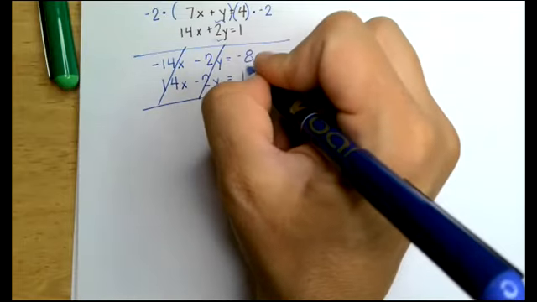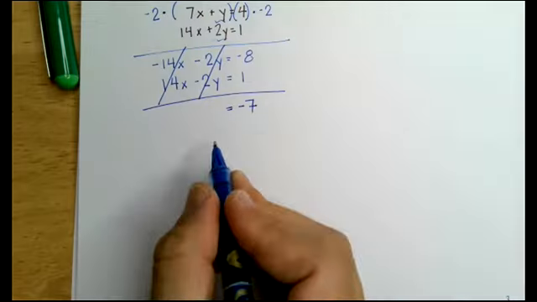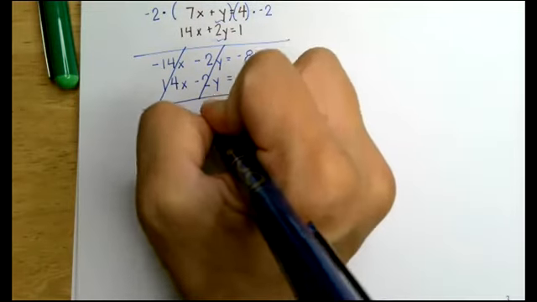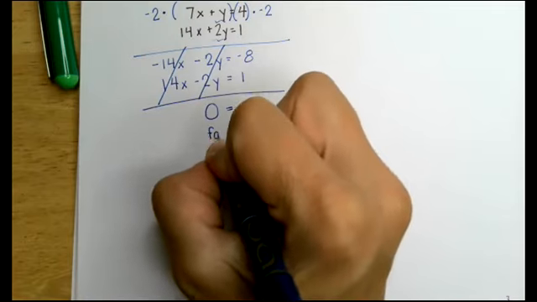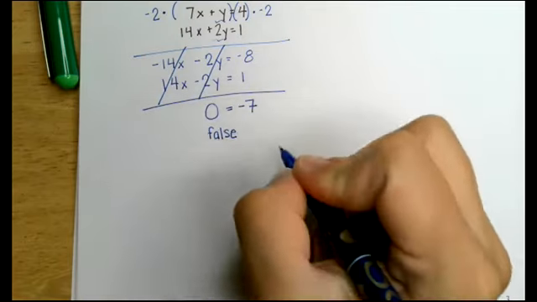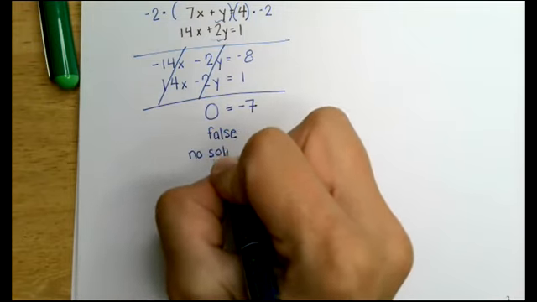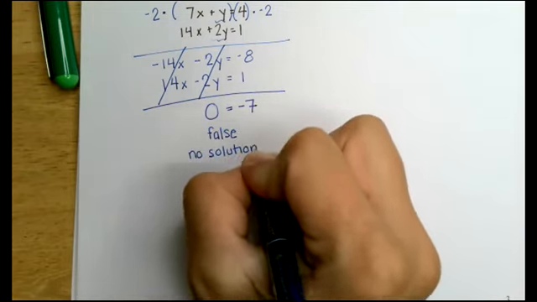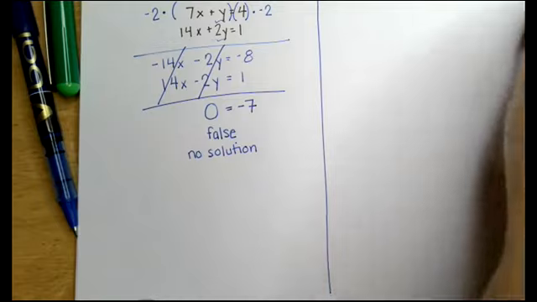Over here we have negative 8 plus 1, so a negative 7. But what do we have over here? We have nothing. So this is false. If it is false, it is no solution. All right, let's try the other one.